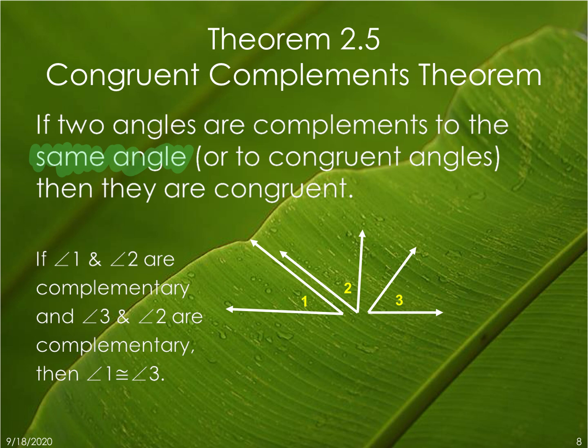So again, look at what they're giving me. If angle 1 and angle 2 are complementary, and angle 3 and angle 2 are complementary, then angle 1 is congruent to angle 3. Again, with this one, both are complements of angle 2, okay? So both are complements of angle 2. It's the same thing, but we're dealing with complementary angles.